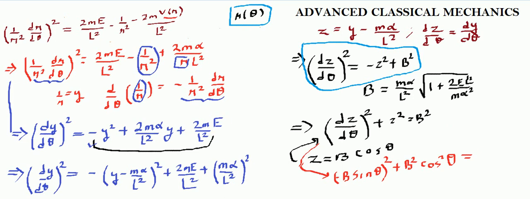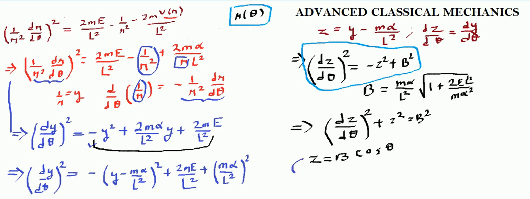Now that we have got the solution of this equation, that is z equals b cos θ, the work is not done yet. Now we have to go reverse. So what is the reverse part? From z we have to go to y, and from y we have to go to r. So from z, let me directly write.